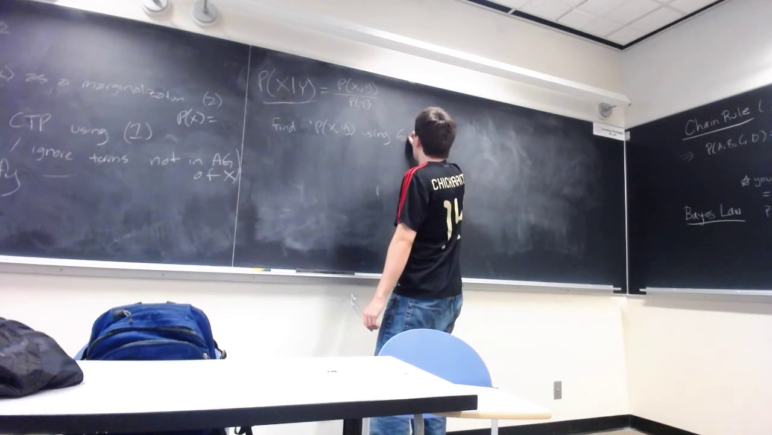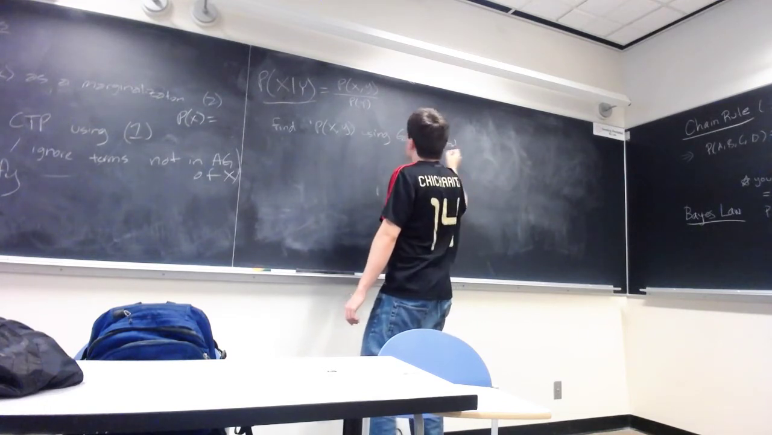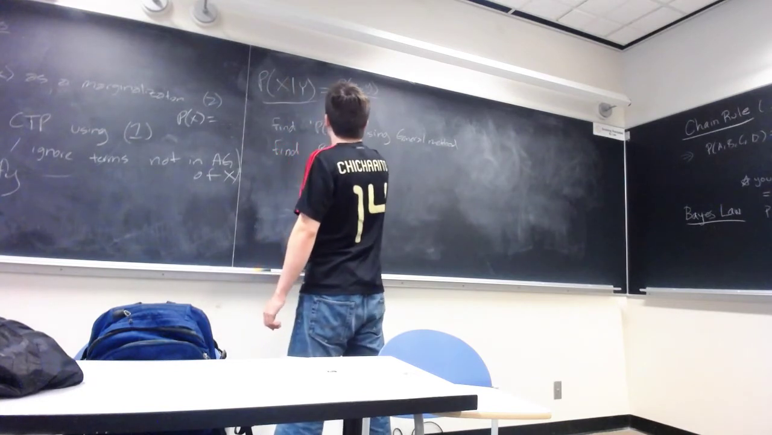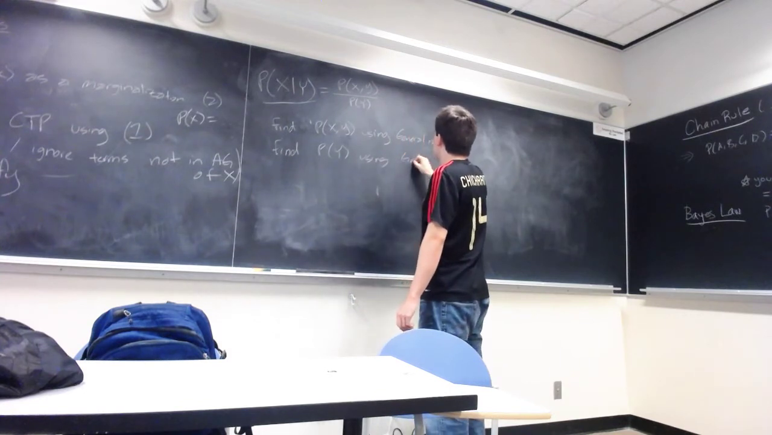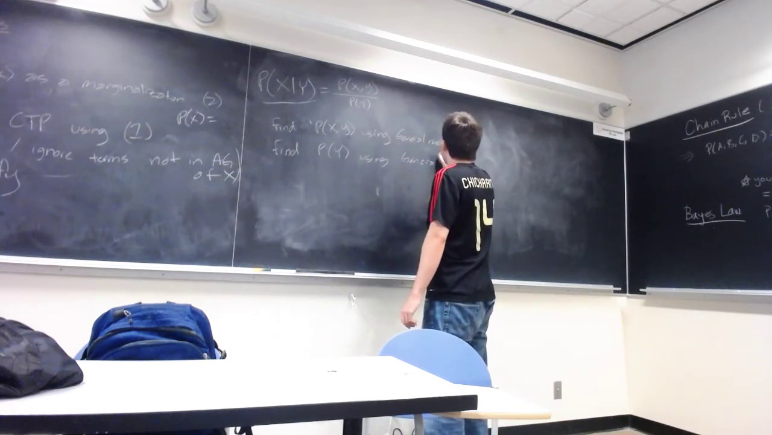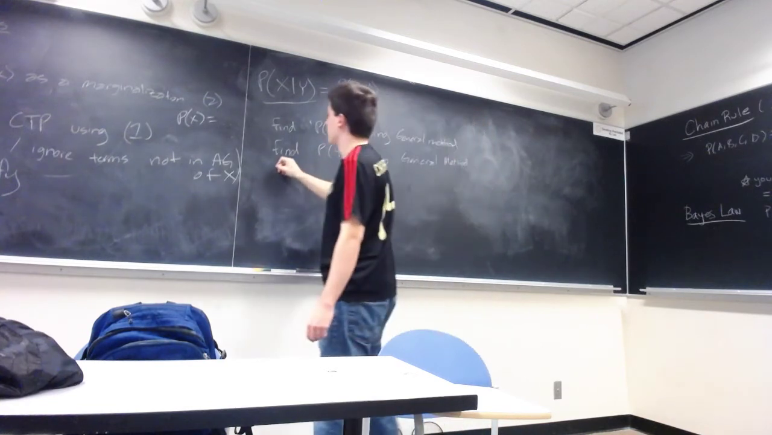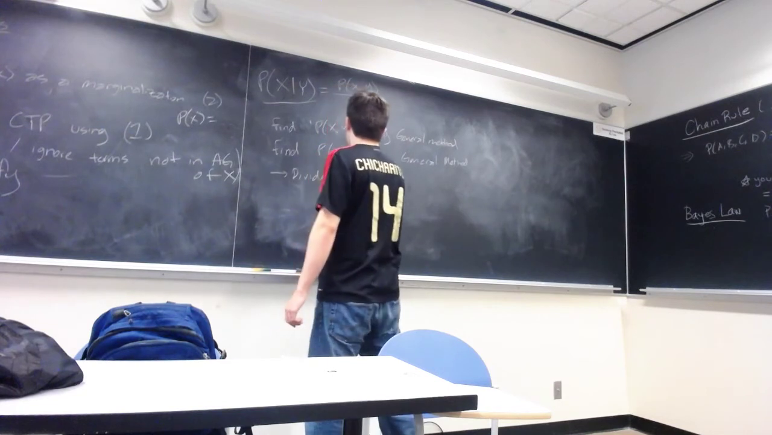Using the general method, find P of y using the general method. And then just divide them. Divide and simplify.